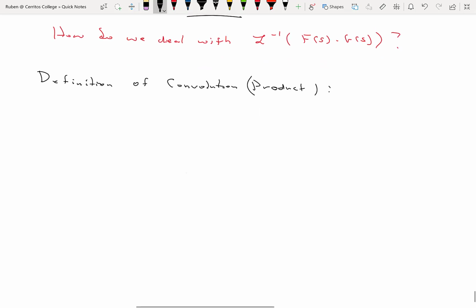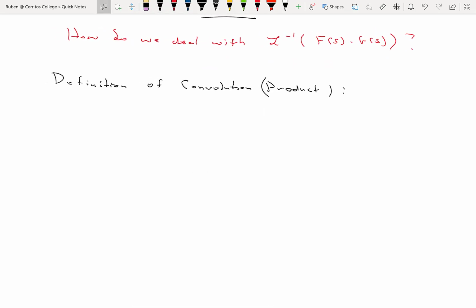I'm saying product because the definition and the big result that's coming up in about 10 minutes or so helps us find the answer to the question above, the inverse Laplace transform of F times G, the product of F and G, with some other kind of product, namely the convolution. So if that didn't make sense, I really didn't reveal too much. So let's define that convolution product.